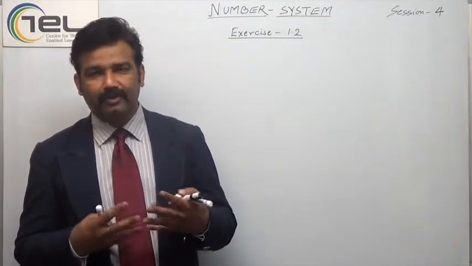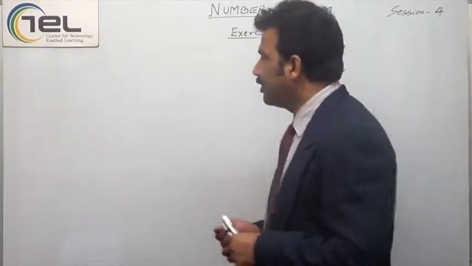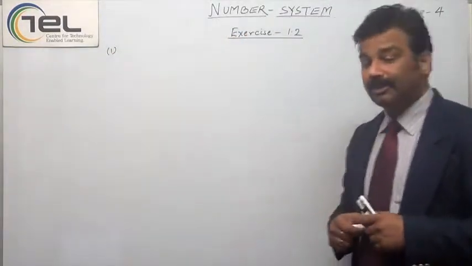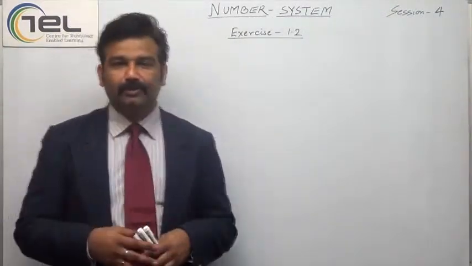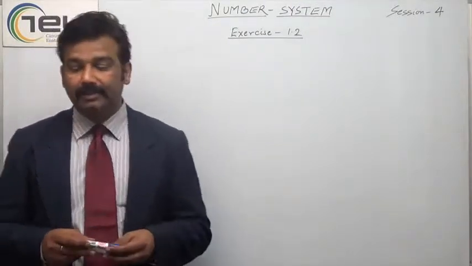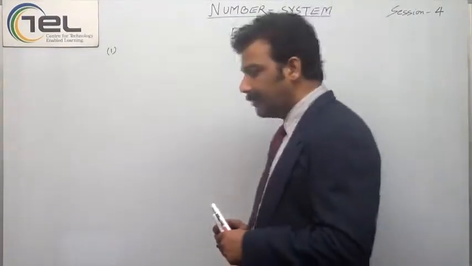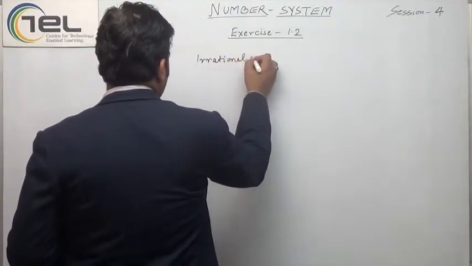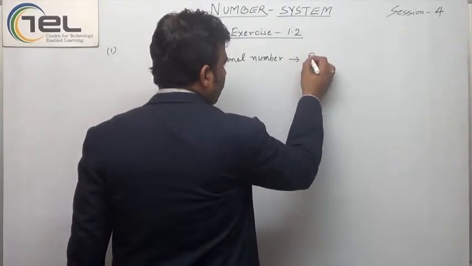So let us go with the very first question, and the first question says, state whether the following statements are true or false. We have to state true or false about the concept, whether this concept is true or false. So the first thing this says is every irrational number is a real number. What are they saying? Irrational number is a real number.